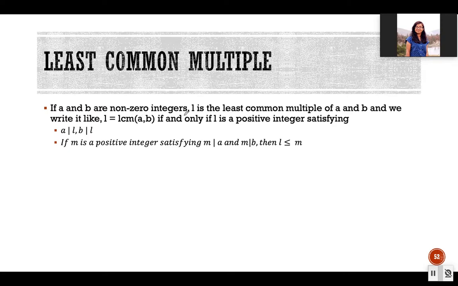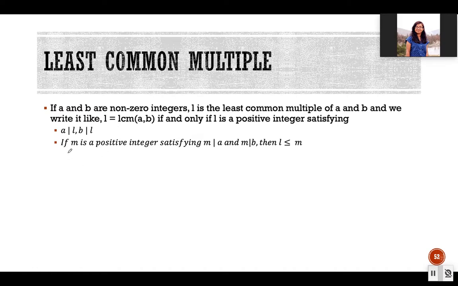If a and b are non-zero integers, then L is the least common multiple of a and b, and we write it as L equals LCM. LCM stands for least common multiple. L is a positive integer, like GCD, that satisfies: a divides L and b also divides L. That's how L is a multiple; both a and b divide L.